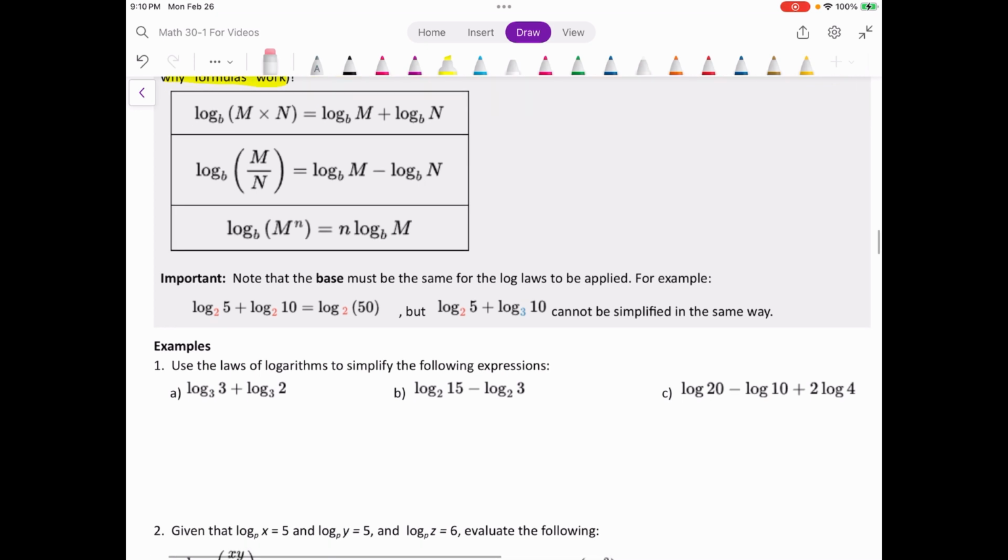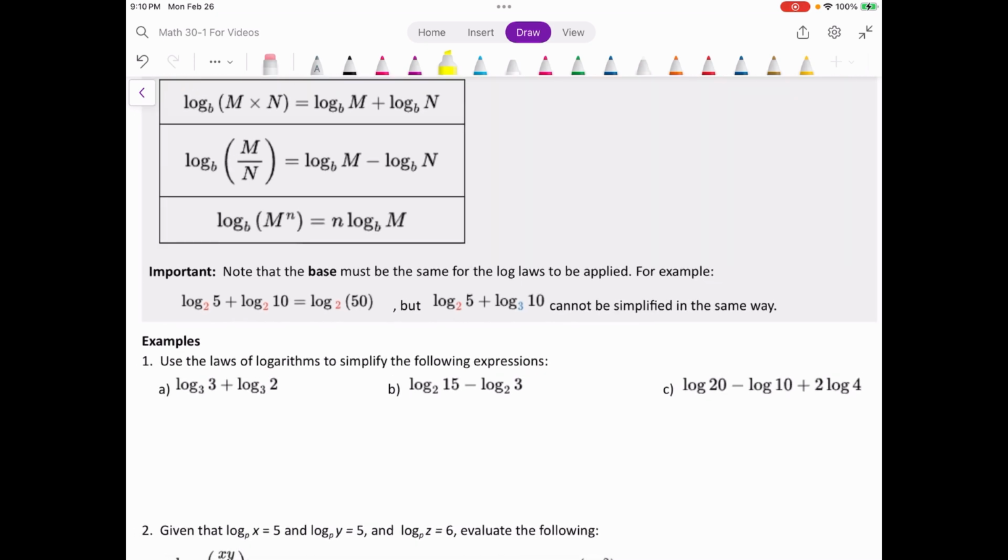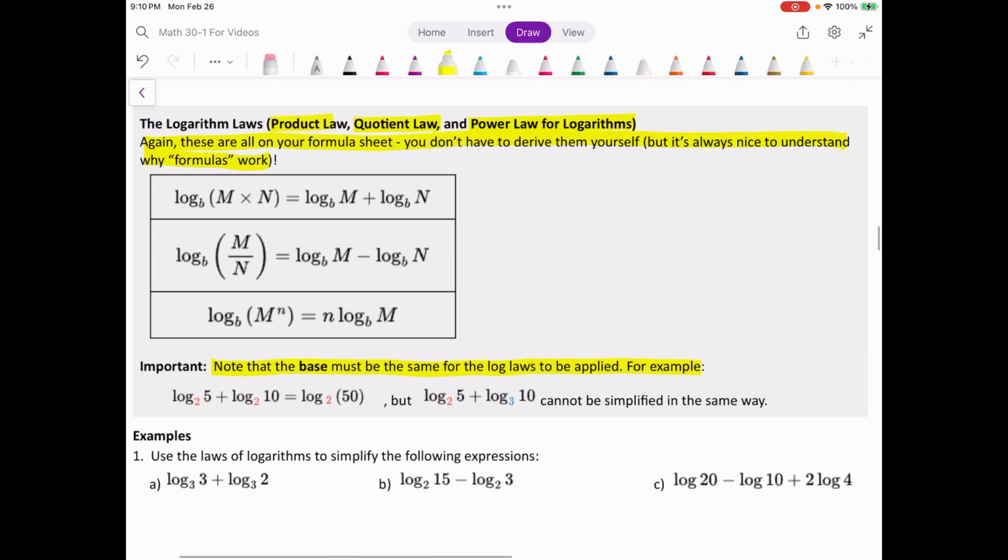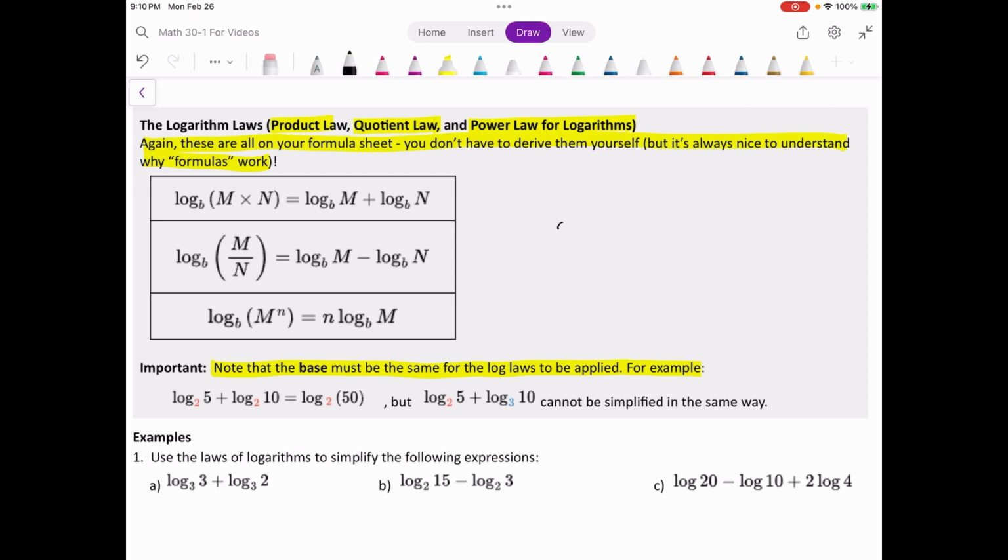A very important note, just like with our exponent laws, the base must be the same for the log laws to be applied. With our exponent laws, you couldn't say a cubed times b squared is a to the power of 5, or that it's b to the power of 5. You can only do that if they have the same base.